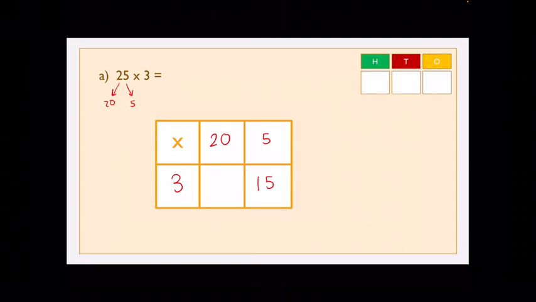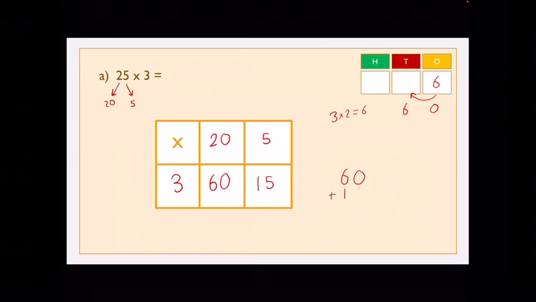Then I'm going to do the next box. This has got a 3 next to it and a 20 above it. 3 times 20. 3 times 20 is like 3 times 2, which is 6, but 10 times bigger, which makes it 60. I now need to do 60 add 15, which is 75.